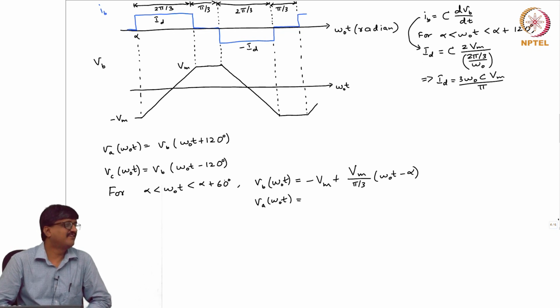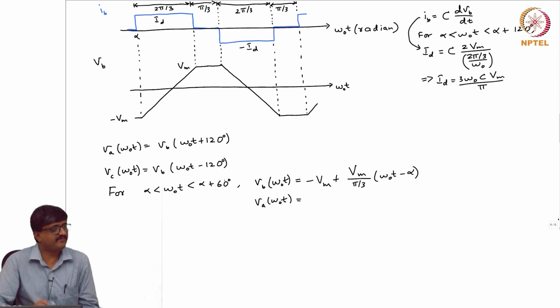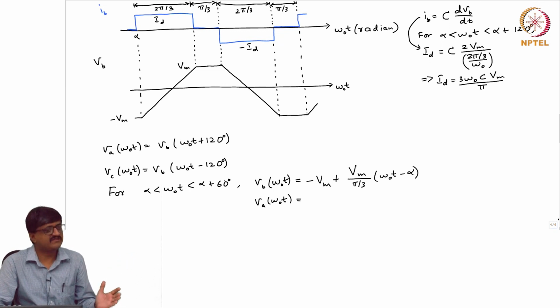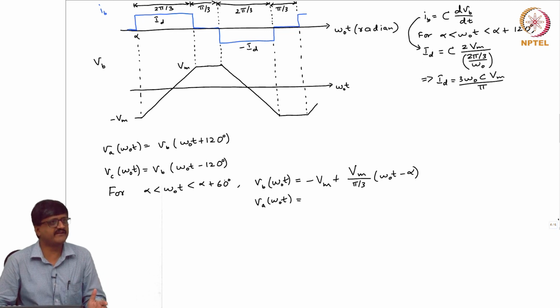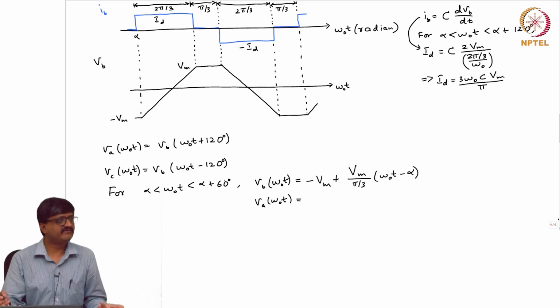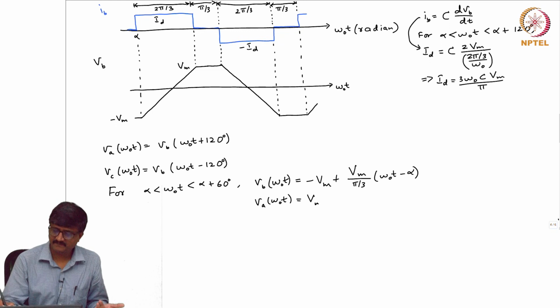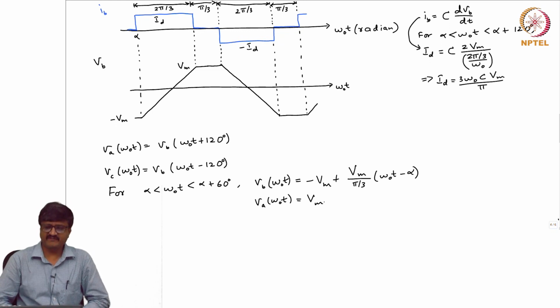It is nothing but Vm. See, from alpha to alpha plus 60, Va is Vm. You have Vb; shift it to the left by how much? 120. To get Va, you have to shift Vb to the left by 120 degrees. So for alpha to alpha plus 60, Va is equal to Vm. So we have the expressions for Va and Vb from alpha to alpha plus 60.